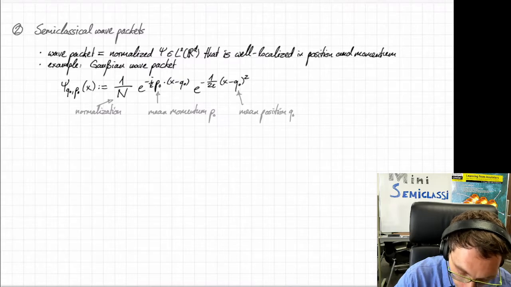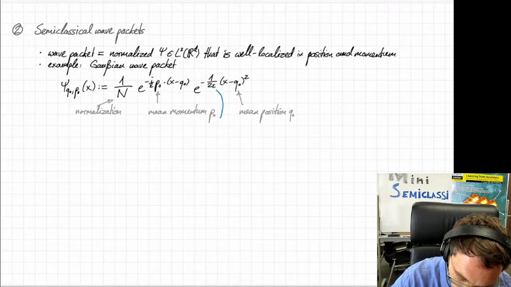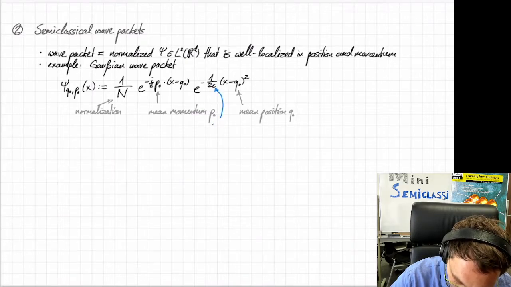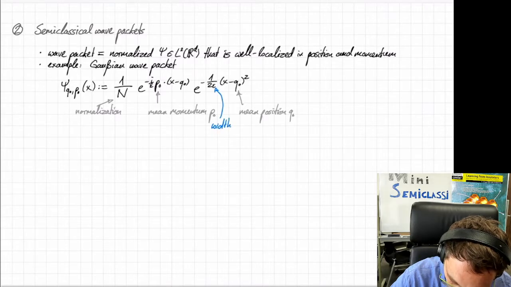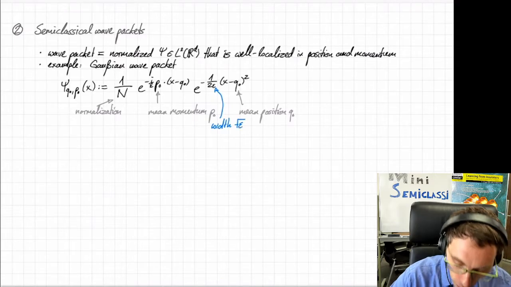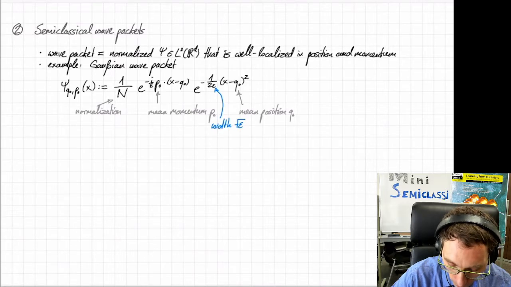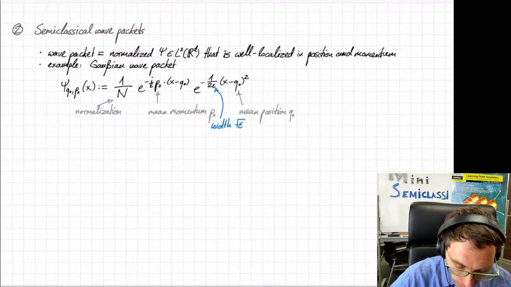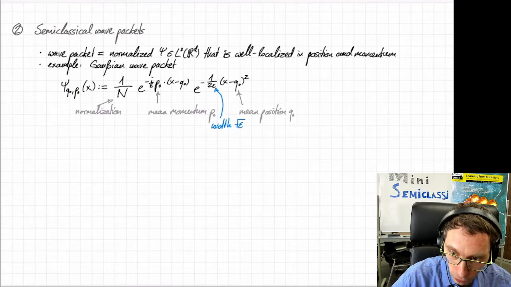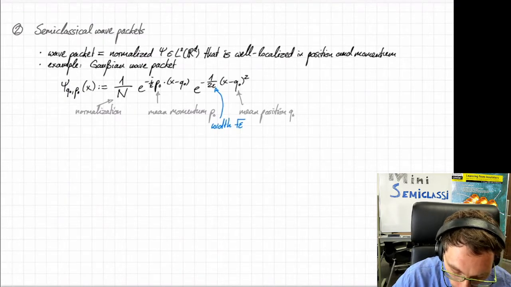And importantly, and this is really a crucial point, the width is not epsilon, but square root of epsilon. So I will explain why this is important in just a second. Let me just explain in what sense you could prove a semiclassical limit.